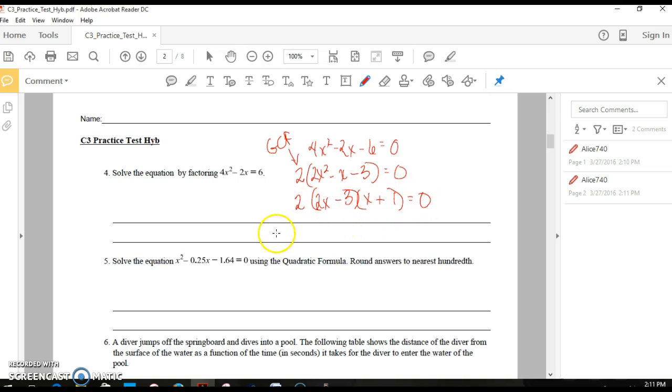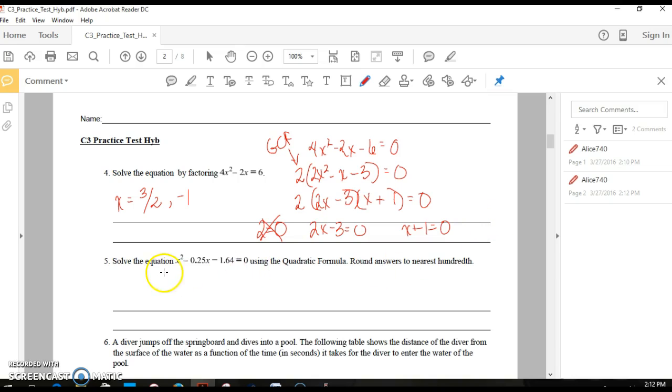Take each piece, set it equal to 0. Now 2 doesn't ever equal 0, so we don't need to worry about the greatest common factor. 2x minus 3 is equal to 0, or x plus 1 is equal to 0. Solve both, and you will get x equals either 3/2 or a negative 1.